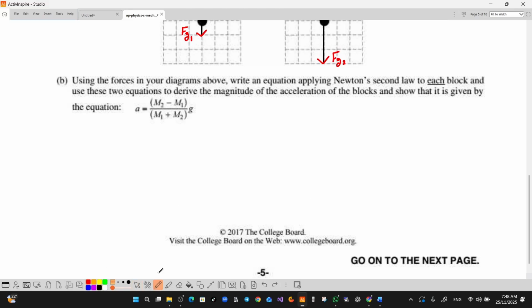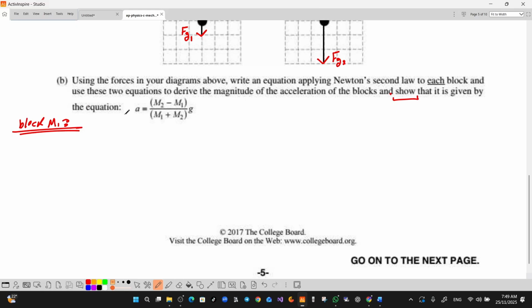Now, using the forces in your diagrams above, write the equation applying Newton's second law to each block independently, and use these two equations to derive the magnitude of acceleration of the blocks. We need to show that at the end of our work, the acceleration is given by this equation: m2 minus m1 over m1 plus m2, times g. So let's start by considering block m1.